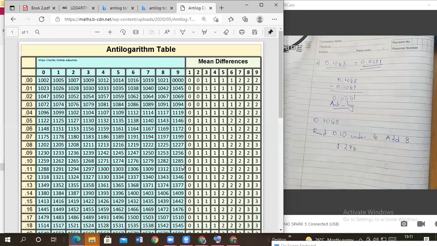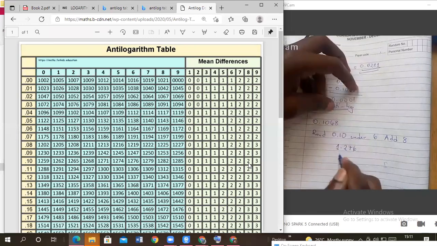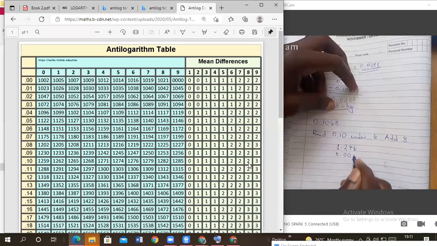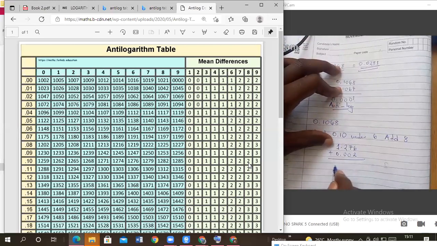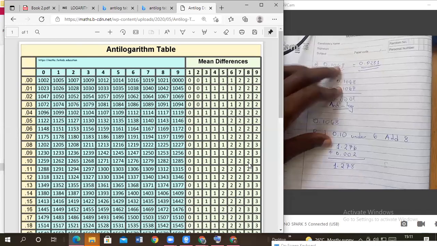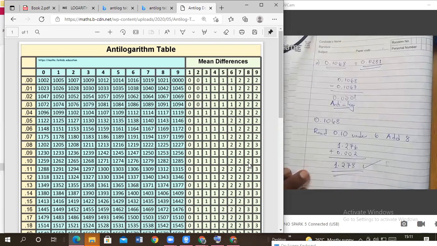Follow that line until you see 8. What is that number? The number is 2. So which means it's going to be 0.002. So when you add that one, we get 1.278. Have you seen it?